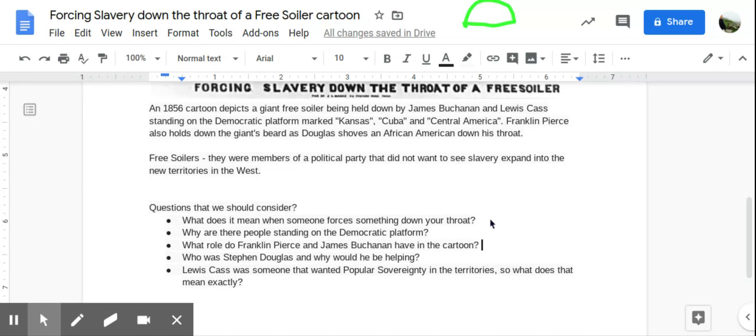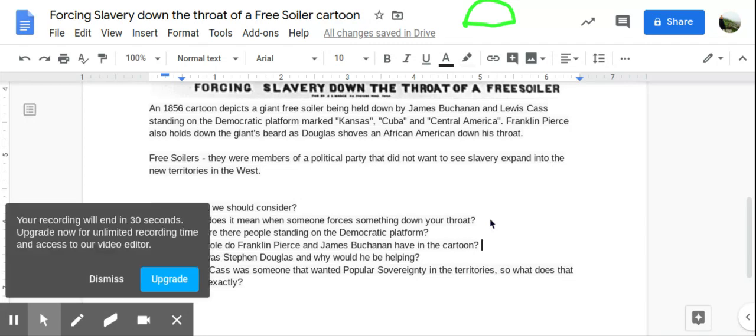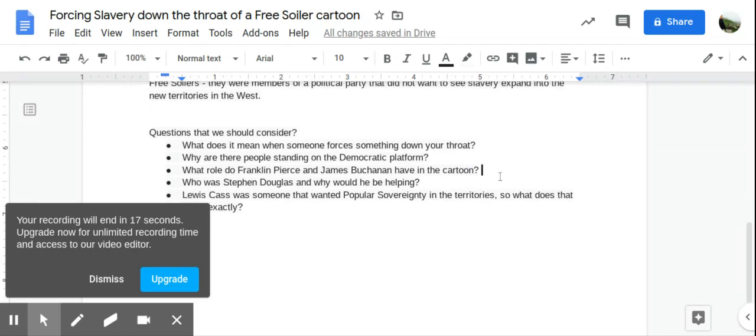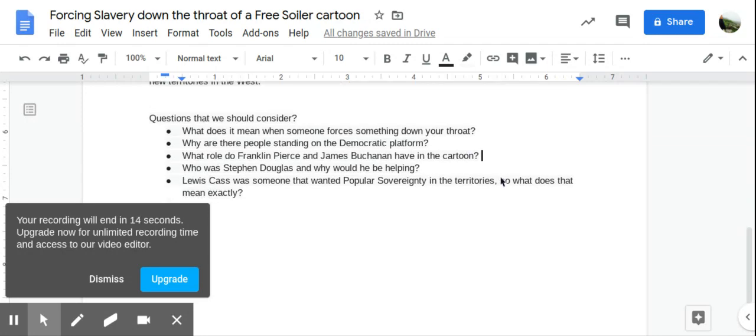AMI packet. Question number 1, what does it mean when someone forces something down your throat? Question number 2, why are there people standing on the Democratic platform? I think that through our discussion in the last couple of minutes, we've answered that. What role do Franklin Pierce and James Buchanan have in the cartoon? Who is Stephen Douglas and why would he be helping? And this last one is really just a fact. Lewis Cass was someone that wanted popular sovereignty in the territories, and you need to also find out what that means exactly. Good luck.